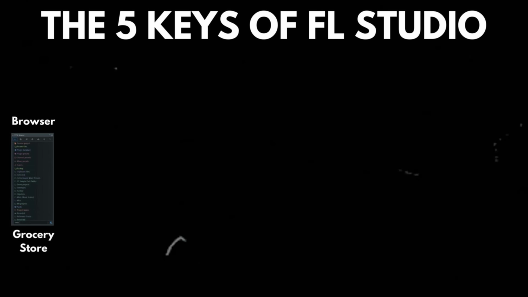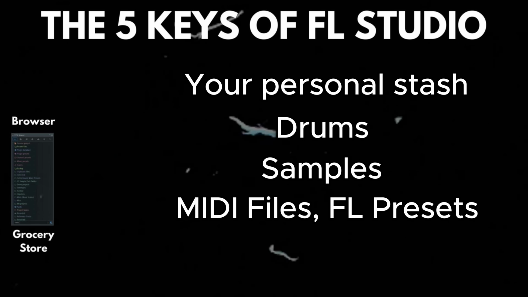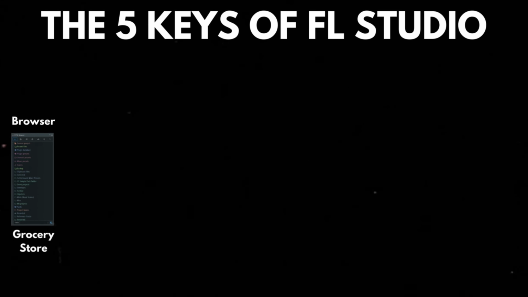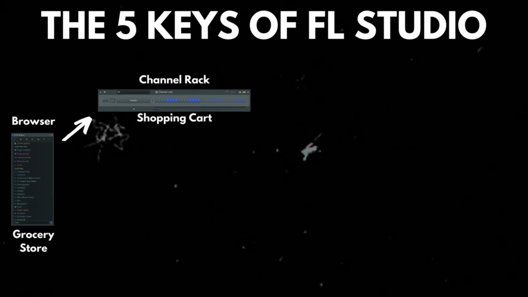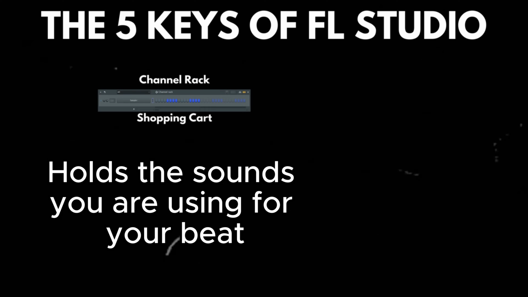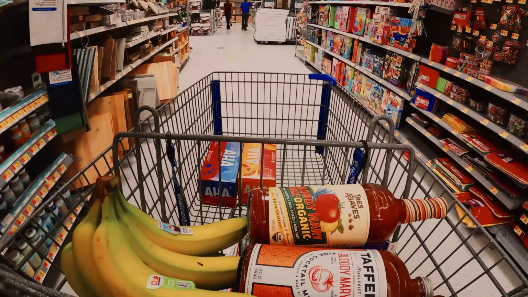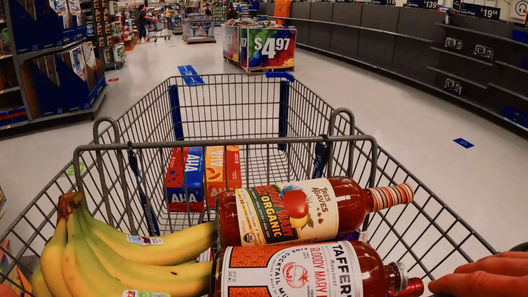Okay, so let's review. We have our browser and it keeps all of our sounds. It's our grocery store. Now we need a place to put all of our sounds that we're using for our beat. This is where the channel rack comes in. Think of it as a shopping cart. Once we find a sound that we like, we're gonna take it and we're gonna put it in our channel rack. Kind of similar to a shopping cart at a grocery store. Whenever you see a product that you like at the grocery store, you put it in your shopping cart.